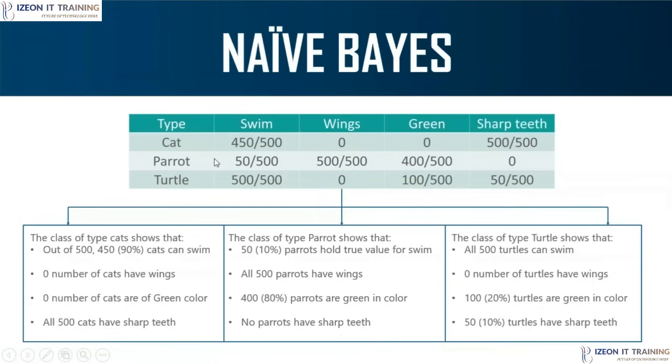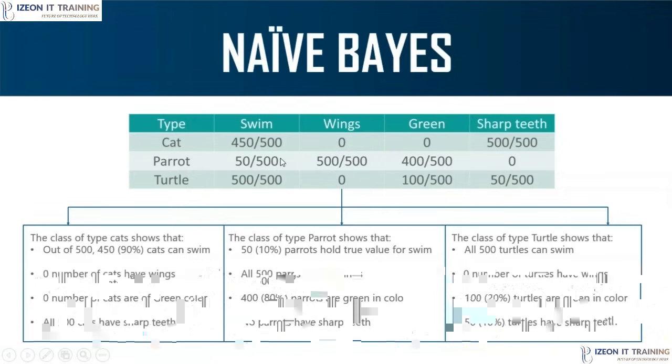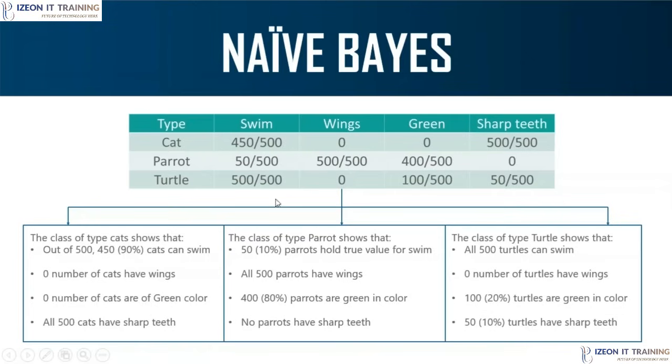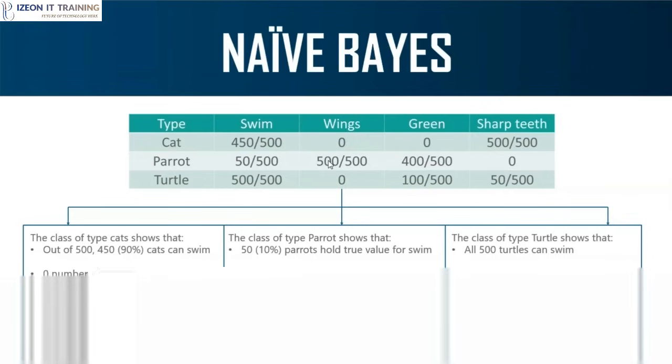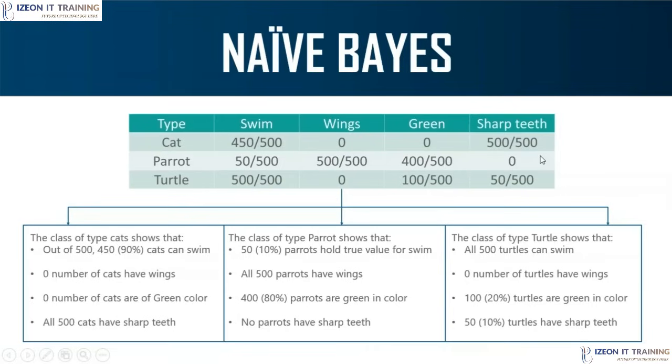Now, coming to parrots, it says 50 out of 500 parrots have true value for swim. Now, guys, obviously this does not hold true in the real world, right? I don't think there are any parrots who can swim, but I've just created this data set so that you can understand naive Bayes, right? So 10% of parrots have true value for swim. Now, all 500 parrots have wings, and 400 out of 500 parrots are green in color, and zero parrots have sharp teeth, right? Coming to the turtle class, all 500 turtles can swim.